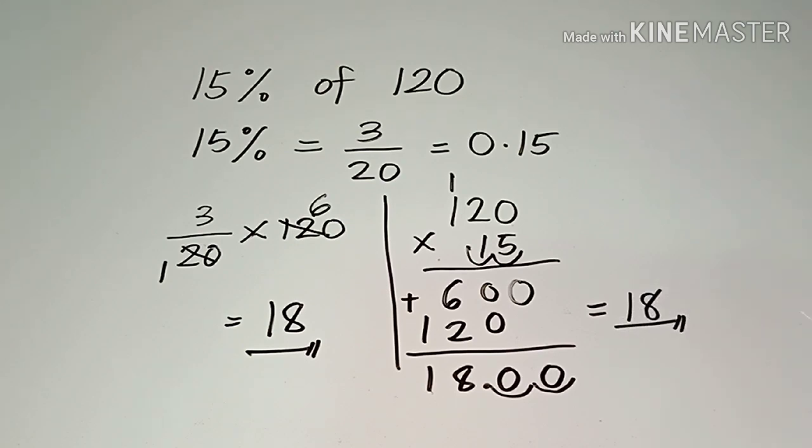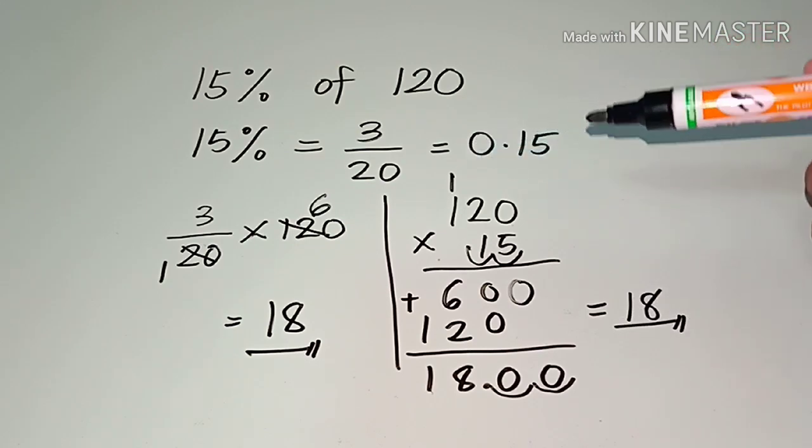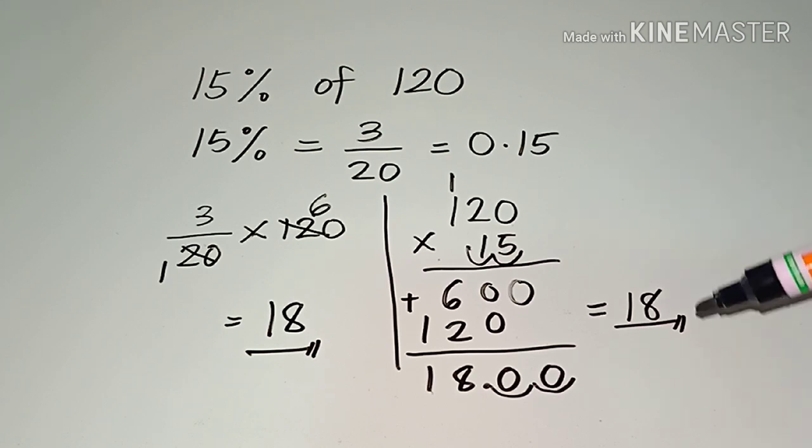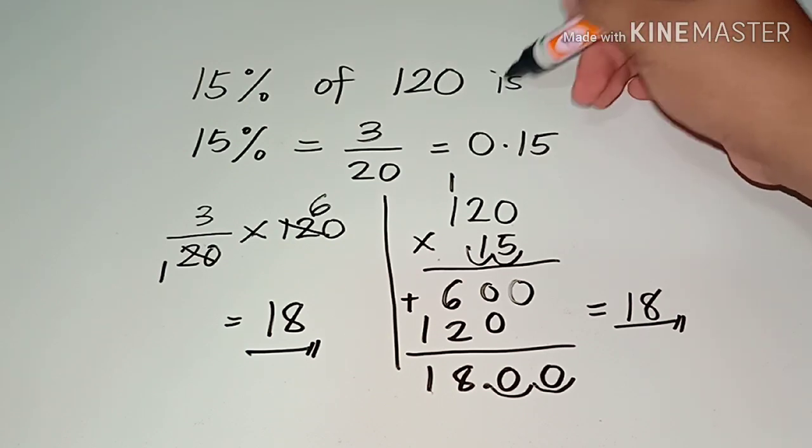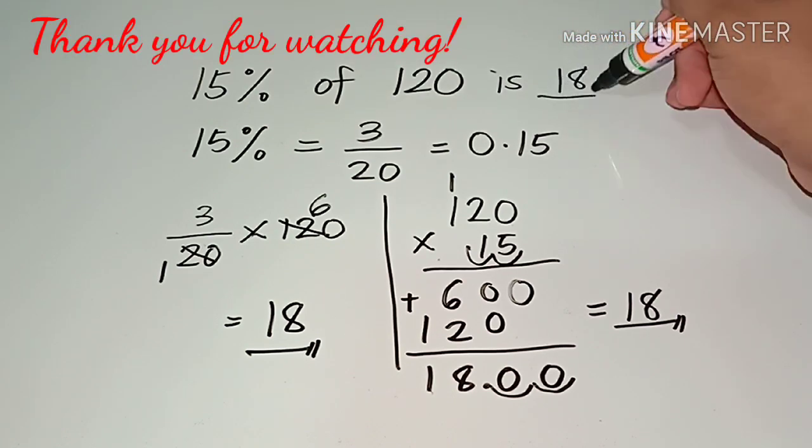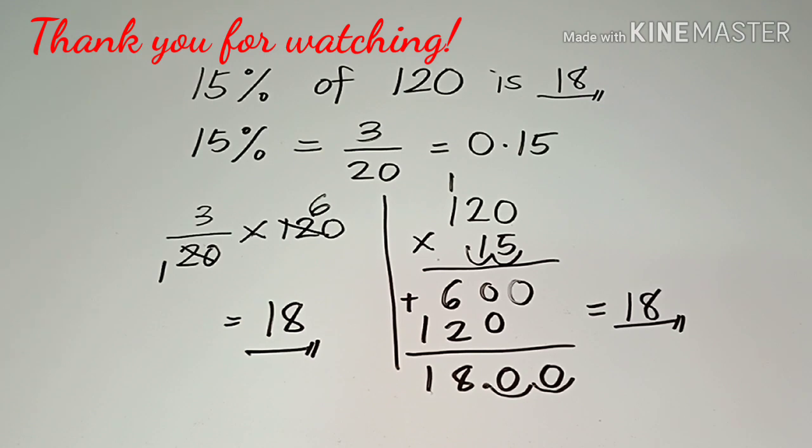So you see, even if we are using fraction, or even if we are using decimal form, we will still get the same answer. So therefore, 15% of 120 is 18. There's actually a lot of ways to solve for the percentage of a number, and it's really up to you which do you think is easier to do.